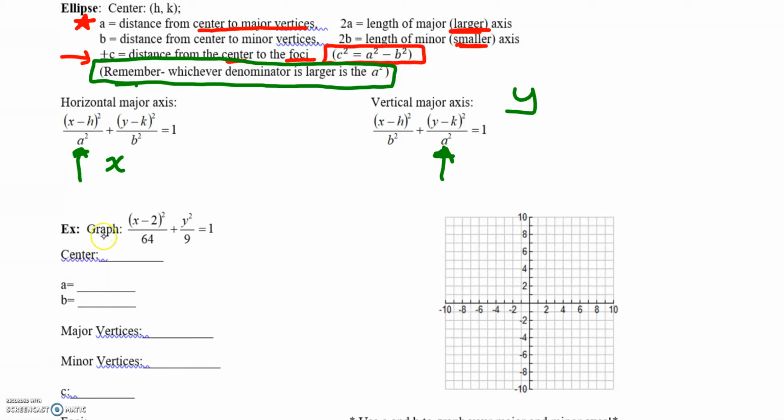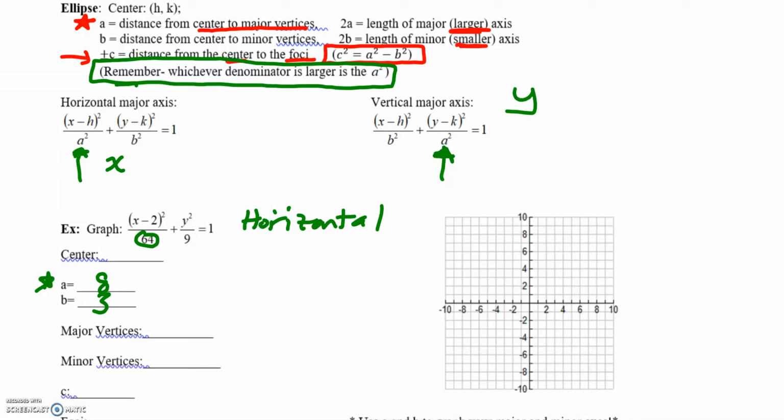So if I look at this first example, I notice that the larger of the two values is underneath the x. So that means that I know that this ellipse will be horizontal. So what I'm going to do is start with A, because A is always the distance from the center to the major vertices, and A in this case is my larger number. Because 64 is really A squared, the A value must be 8. Which means that my B value is my minor or smaller axis, and that comes from the second number here, and the square root of 9 is 3, so my B value would be 3.